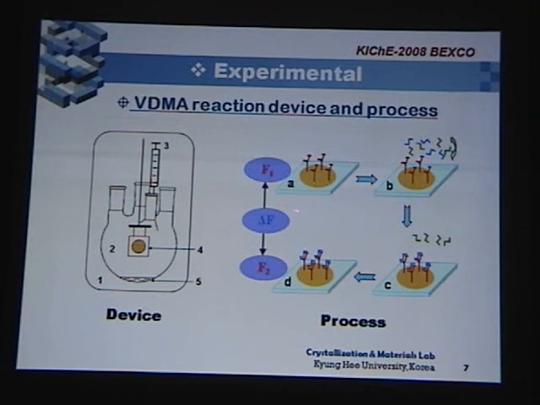Before the VDMA reaction, we detect the frequency F1. And after the VDMA reaction, we detect the frequency again, F2. The difference between these two frequencies, delta F, reflects the materials attached to the sensor surface during the VDMA reaction period.